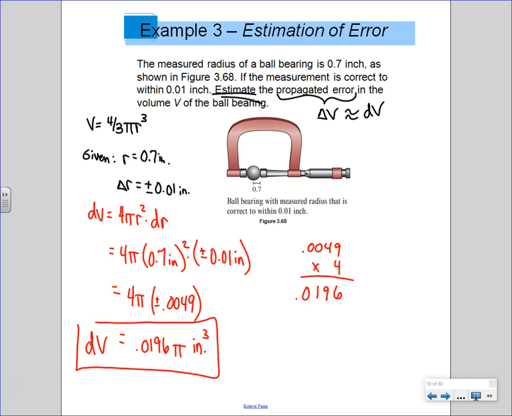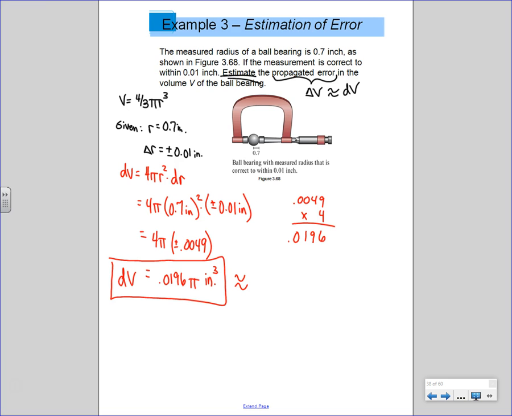Now hold on, this is approximate. How could we find the actual measurement error? We don't do this very often, usually we just approximate. How would you find the actual propagated error? Delta V. Use the entire formula. Use what entire formula? Volume of x plus delta x minus f of x. So you have your 0.7 inch and you could add 0.01.